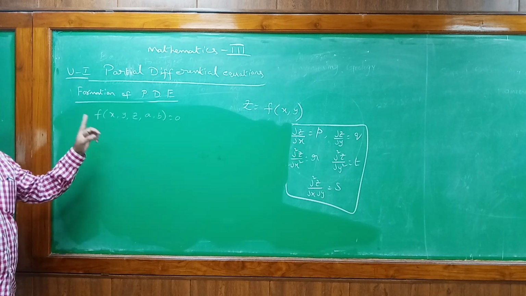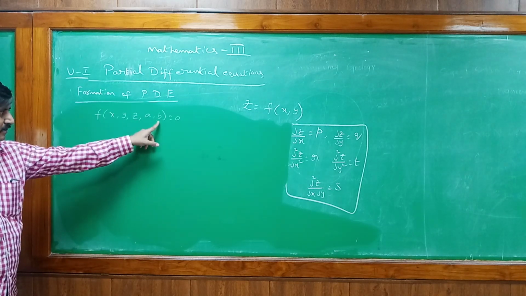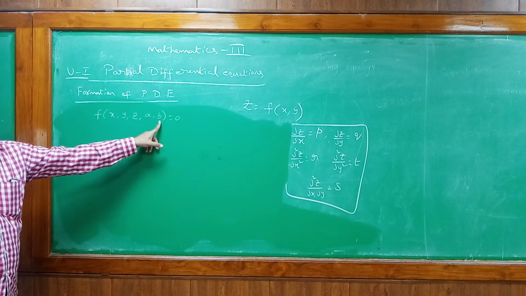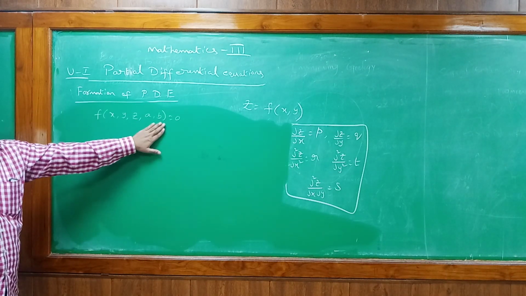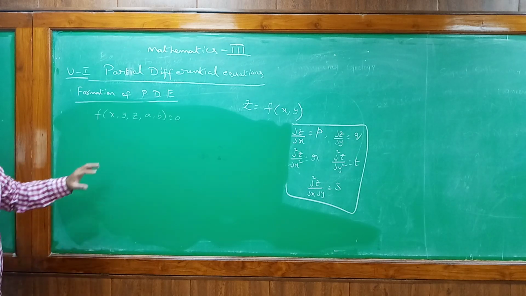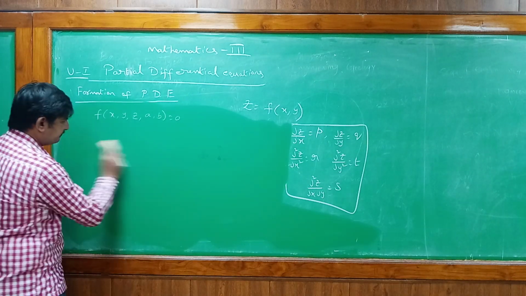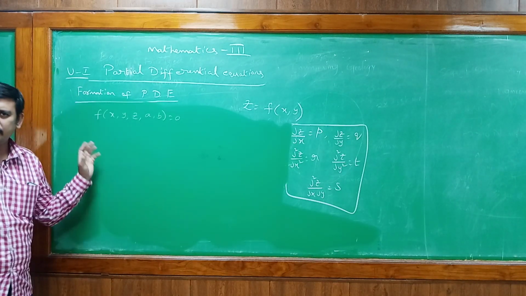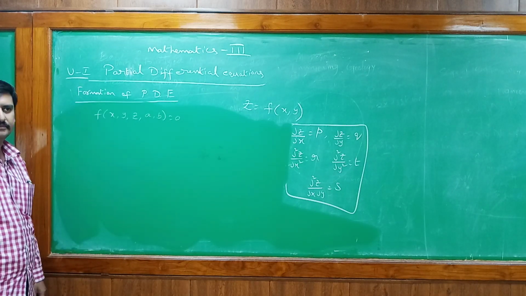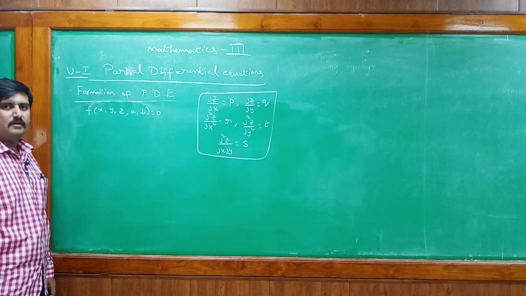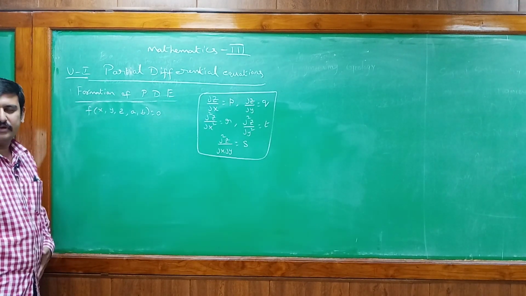So the first method is what? Eliminating arbitrary constants. We have to eliminate these constants a and b, whatever the constants are given in the equation, and we have to convert that equation into a partial differential equation. Okay, so we will see the first example, one problem.